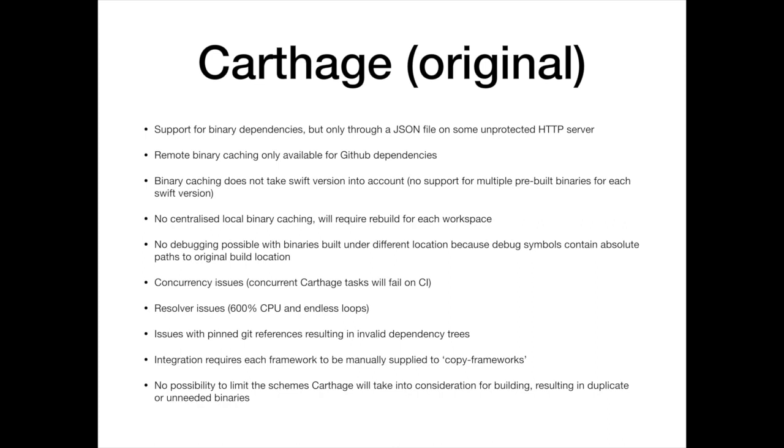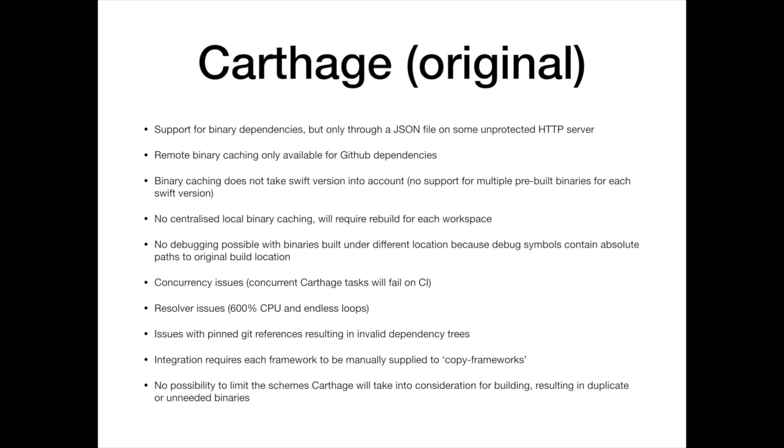It has resolver issues, which is very much of an issue if you have large dependency trees and also sometimes invalid dependency trees. It will quickly spin up to 600% CPU or more and recurse into an endless loop. Then there's also issues with pinned git references resulting in some invalid dependency trees, which we noticed in our current projects.